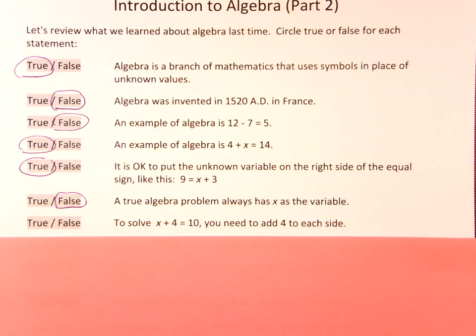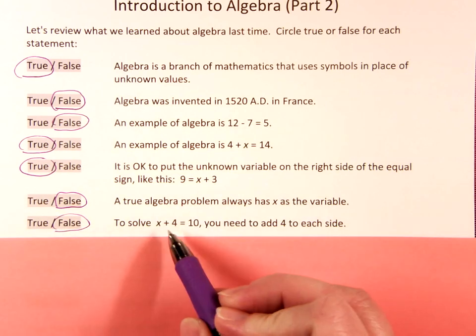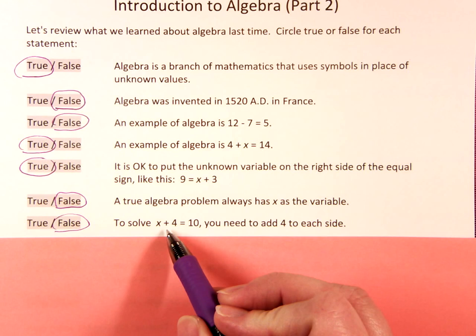To solve x plus 4 equals 10, you need to add 4 to each side. Good, that is false. That was tricky. You actually have addition here, so you're going to subtract 4 from each side. Remember, you do the opposite.